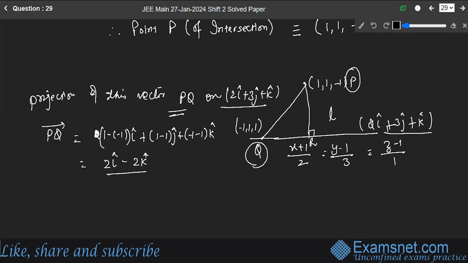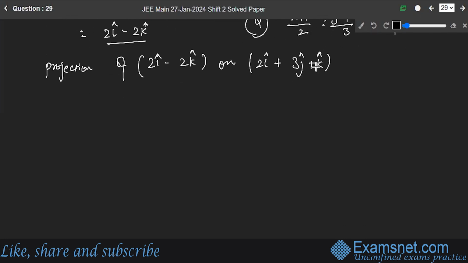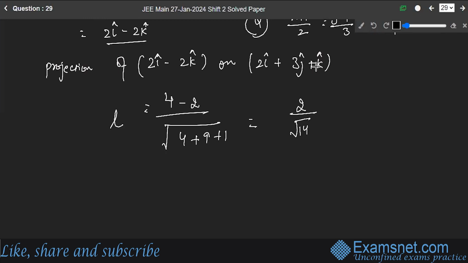And the projection of 2i minus 2k on 2i plus 3j plus k is given by 2 into 2, 4, minus 2 into 1, 2, divided by the root of 2 square, 3 square, and 1 square. This will be 2 upon root 14. That is your L. No, that is not your L, sorry, this is the projection. Now I have to find out your L.